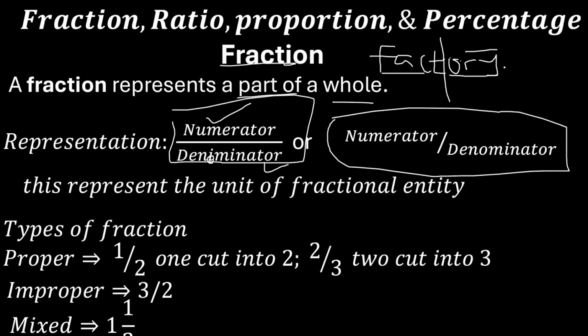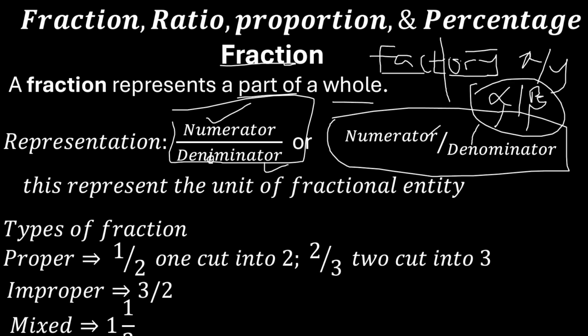So generally we can represent the numerator with any letter. We can represent the denominator with any letter. We can have what we call x over y. This is a fraction. We can have alpha over beta. This is a fraction as well. Are you getting me? What they are telling you is that this is a fraction. Alpha is a number, beta is a number. So this represents the unit of fractional entity.